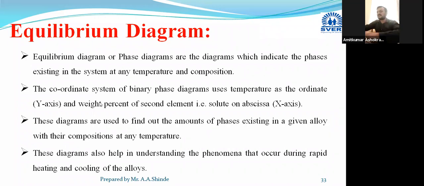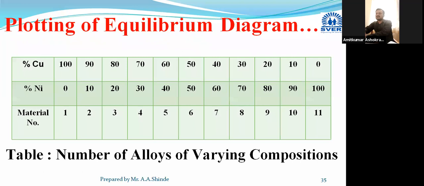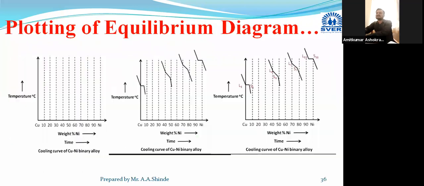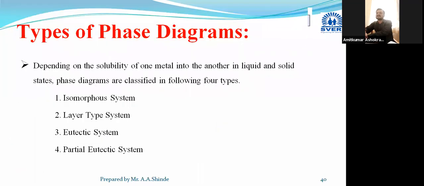In today's session, we have completed the concept of equilibrium diagram. What is the meaning of equilibrium diagram? And then how that equilibrium diagram is plotted. What are the applications or what is the use of equilibrium diagram? And then how to plot this equilibrium diagram, I have taken a separate session on this. Then types of the equilibrium diagram depending on the solubility of one metal into another in liquid state and solid state.